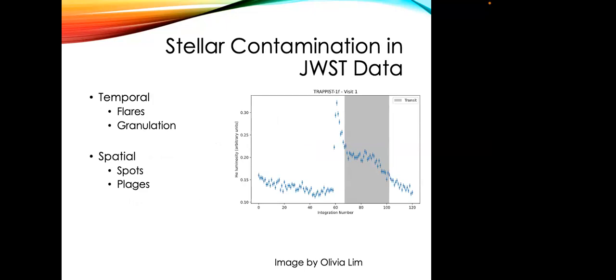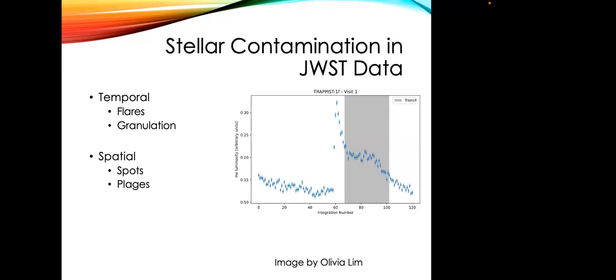I'm working on a group with GTO time that's observing several of the TRAPPIST planets. And this is one of the many flares we've seen that is contaminating our TRAPPIST transit spectra. About 50% of our transmission spectra have stellar contamination from flares. Not a good ratio. There's also granulation, and so those are the temporal effects that we've seen clearly.